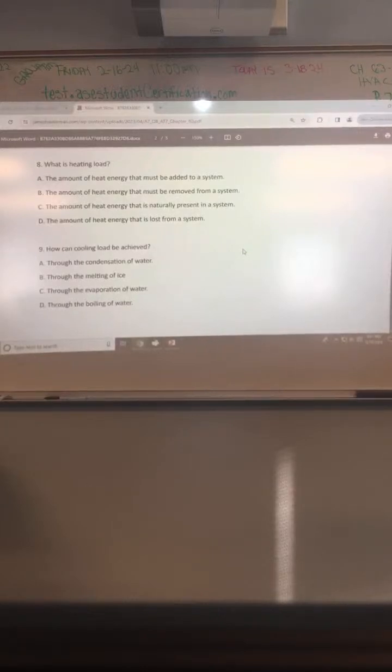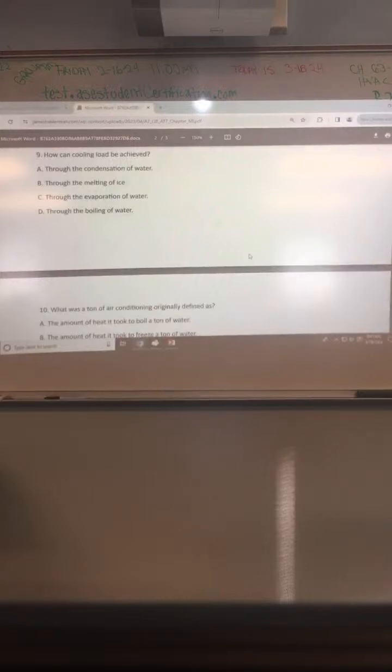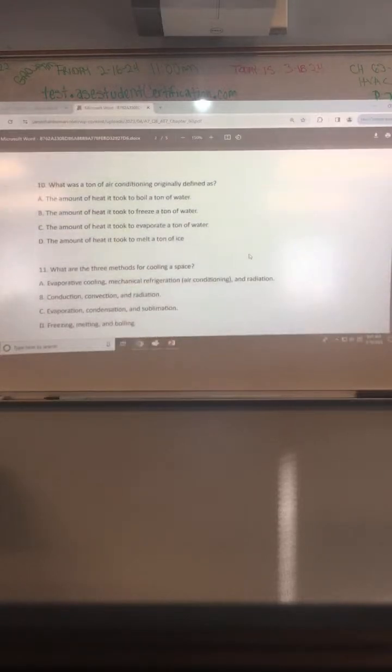What is heating load? The amount of heat energy that must be added to a system. How can cooling load be achieved? I guess through condensation water. You guessed. Is that it? No, that is not it. Is it E? Anybody get C? Yeah, okay, and I marked it off wrong. C for 9, all right.